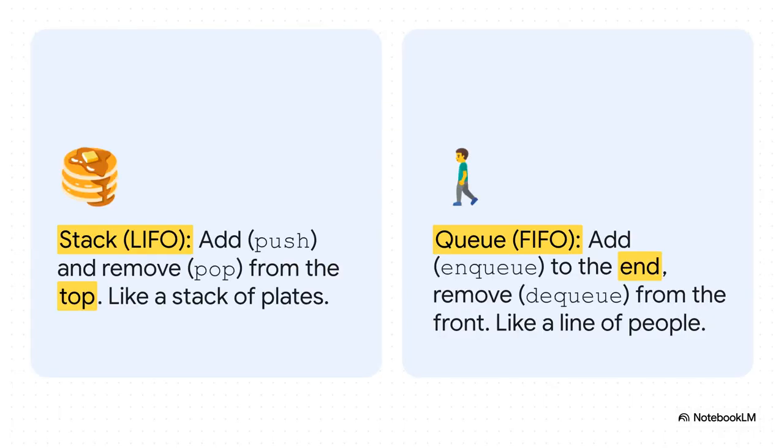So let's just put these side by side for a second. The really crucial difference is where you access the data. With a stack, everything happens at the top. You push on top, you pop from the top. But with a queue, you've got a two-way street. You add to the back, and you remove from the front.